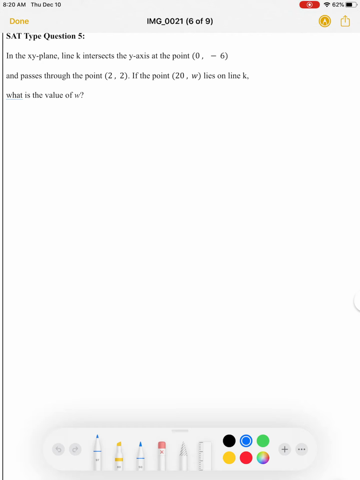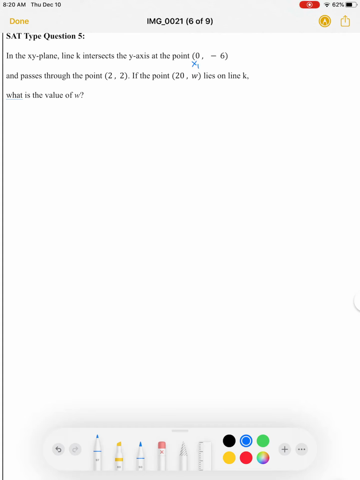In the xy plane, the line k intersects the y-axis at the point (0, -6) and passes through the point (2, 2). If the point (20, w) lies on line k, what is the value of w? So this has a lot going on with it and a lot of ordered pairs, but remember, whenever it gives you 2 points on a line, the first thing you should typically think of is slope. So that's what I'm going to do here.